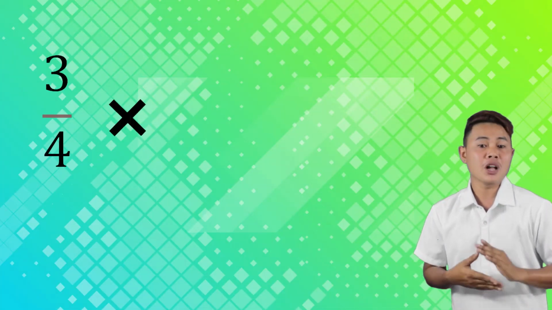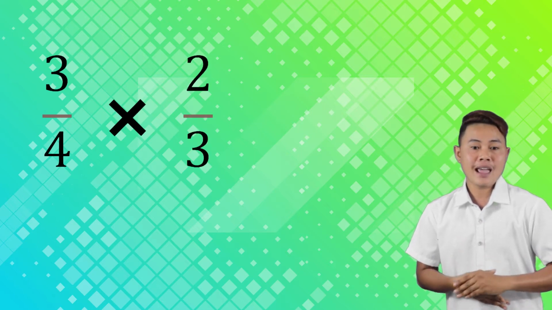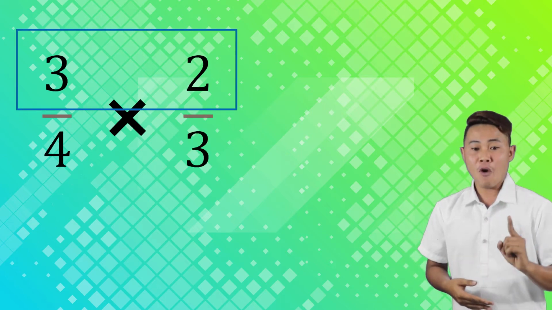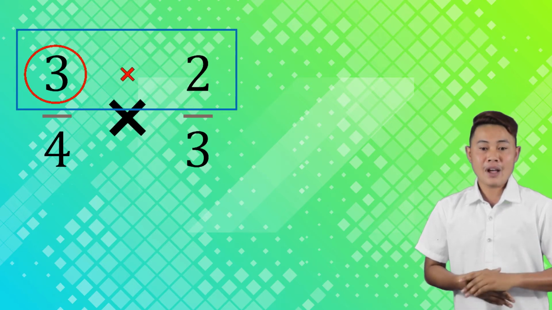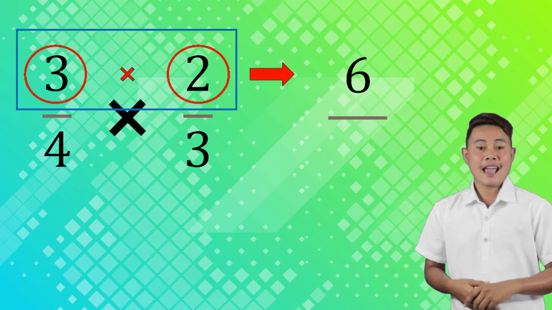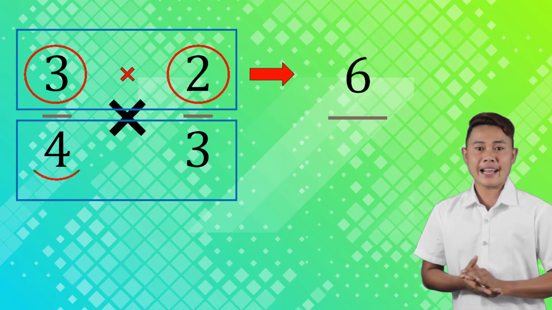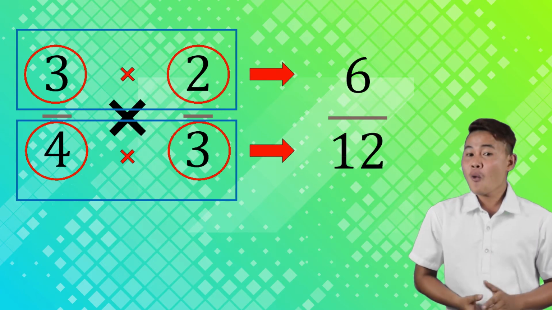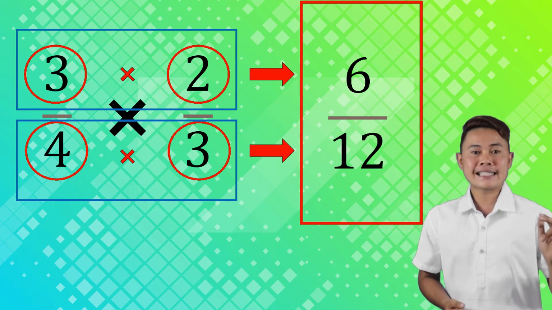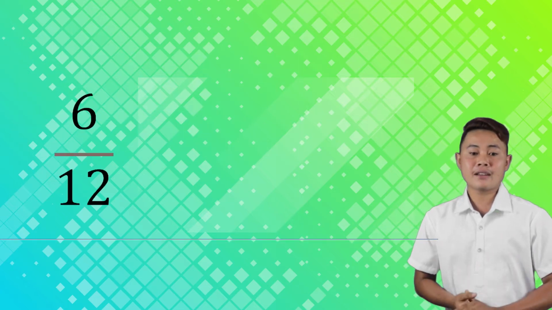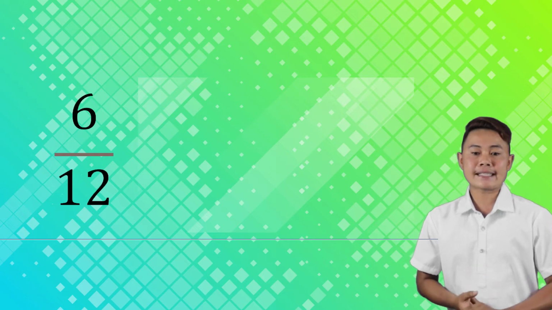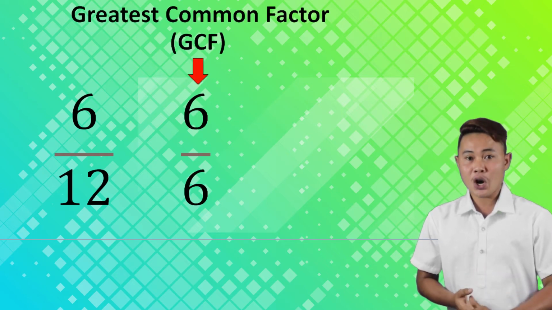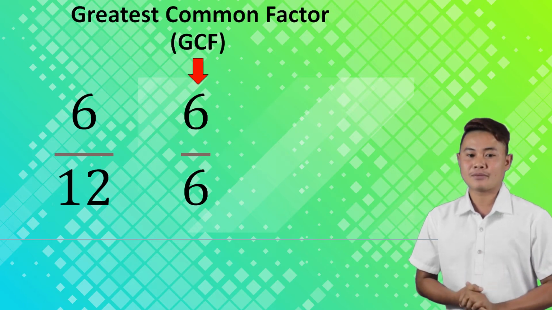Following the steps in multiplying fractions, we have to multiply numerators 3 and 2. Therefore, 3 times 2 is equal to 6. Next, multiply denominators. 4 times 3 is equal to 12. So, we have our partial answer, 6/12. Reduce your answer by dividing both numbers by 6 as its greatest common factor or the GCF.